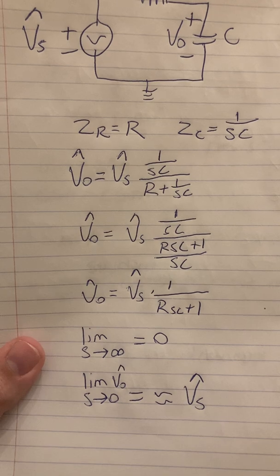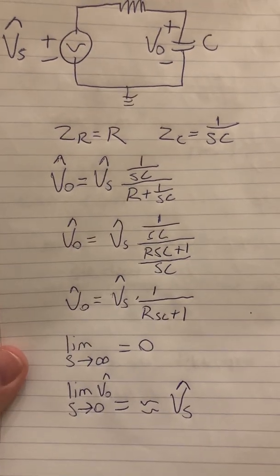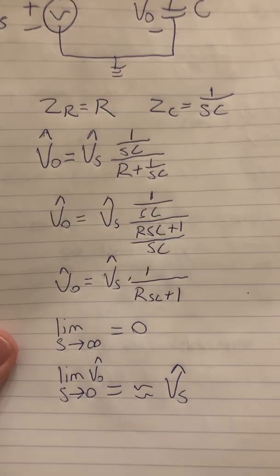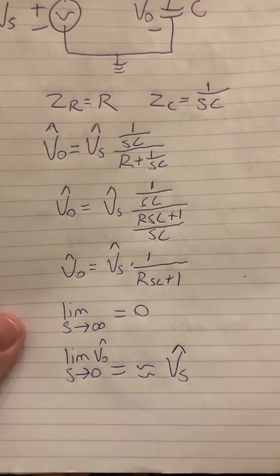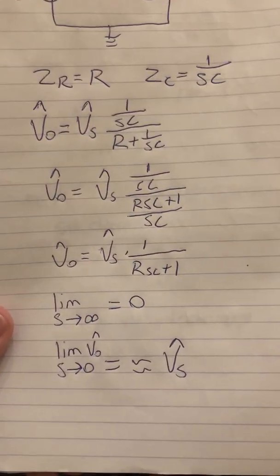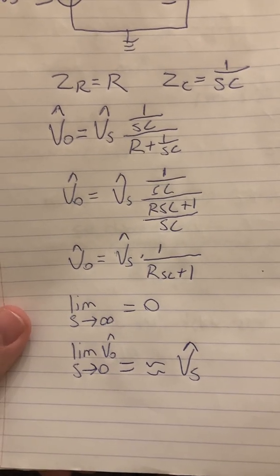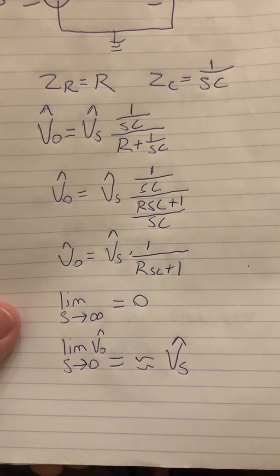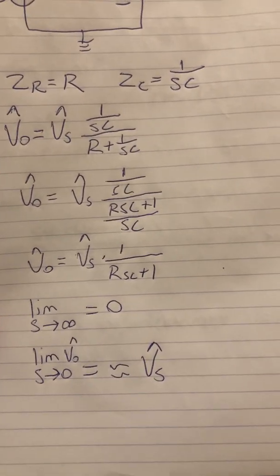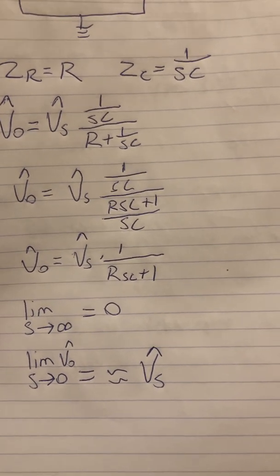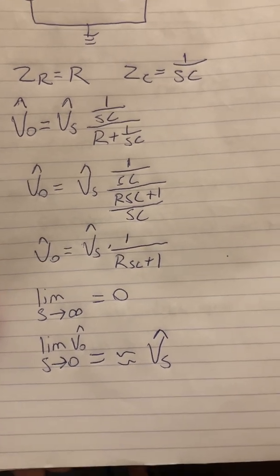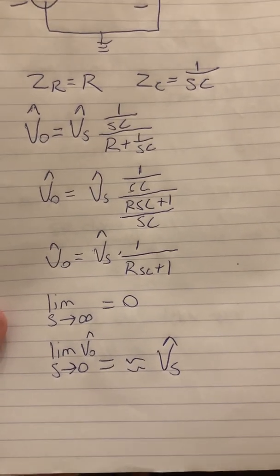V0 approximately equals Vs over 1RSC plus 1. You can then take the limit of that expression and see that as our frequency, or S, goes to infinity, or j omega, whatever you want to reference it as, the output voltage as a percentage of the input voltage is 0. So nothing appears over the output node. On the contrary, at the lowest frequency possible, S or j omega equals 0, we get all of Vs across the output node.